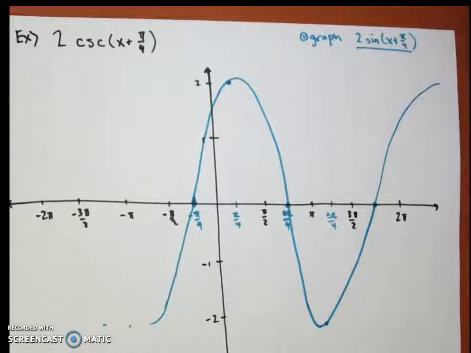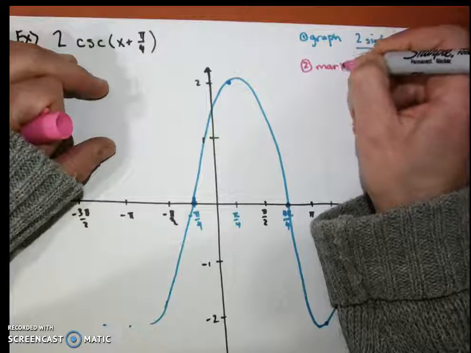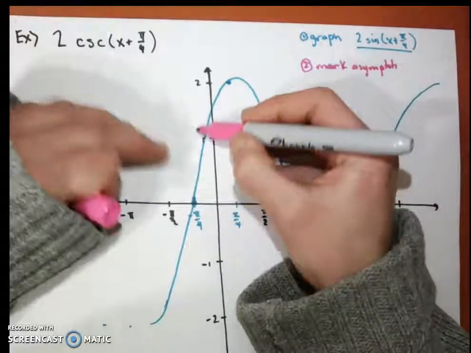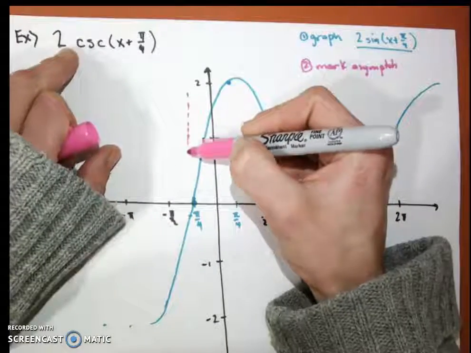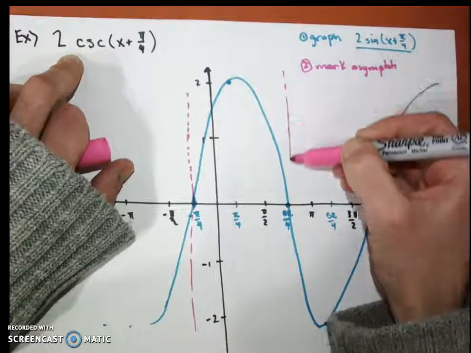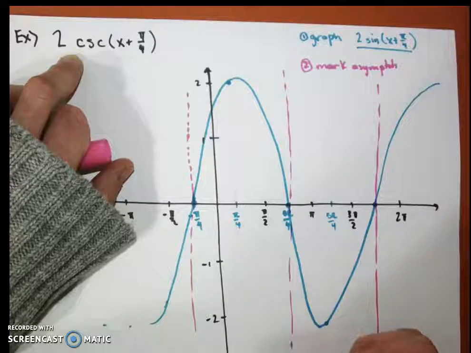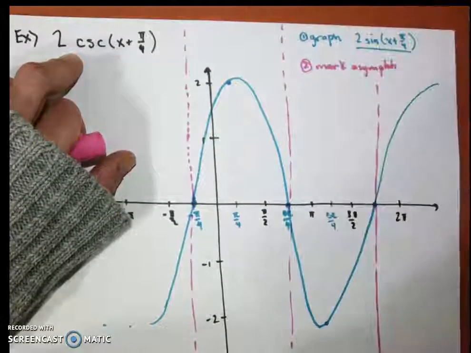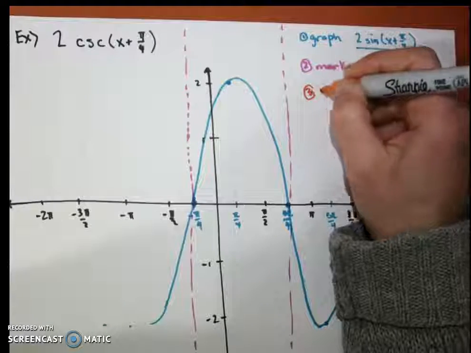So now my step 2 is to mark the asymptotes like before. I have an asymptote wherever the graph of sine hits a 0. So here's an asymptote, here's an asymptote, and here's an asymptote. So I know that my u's are going to have to fit in between these dotted lines. And I'll draw them in now.